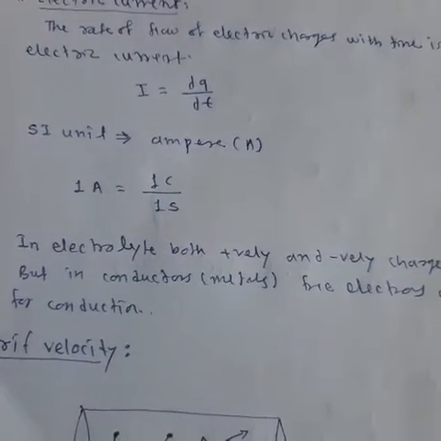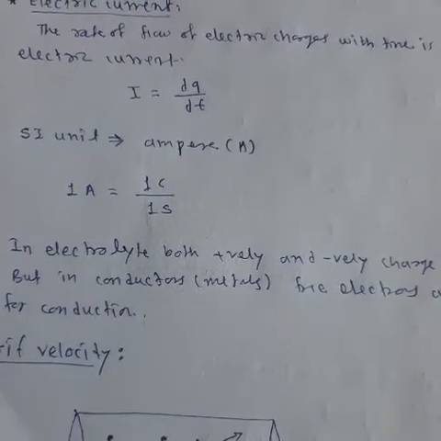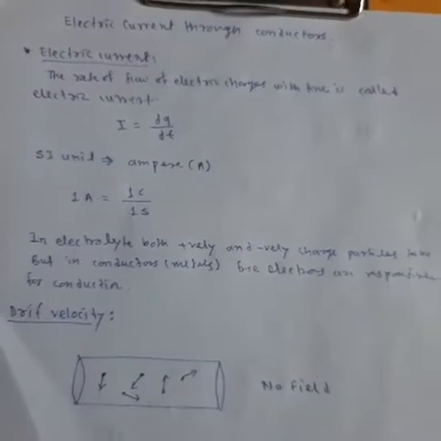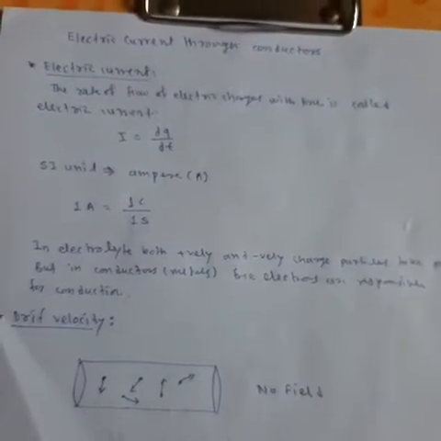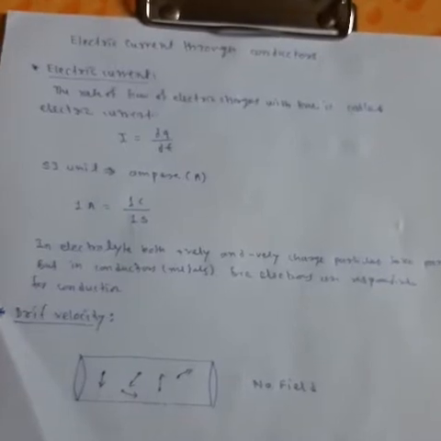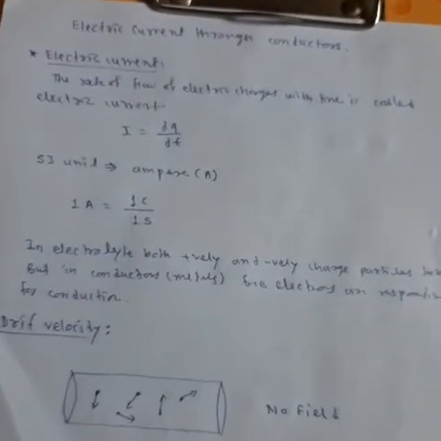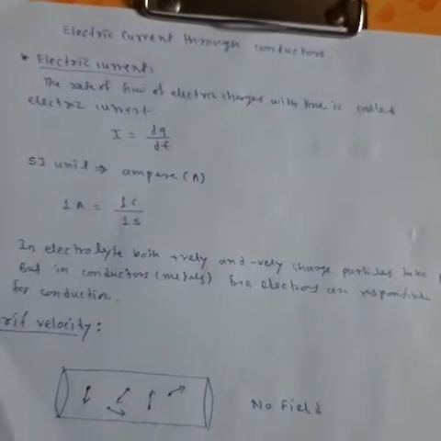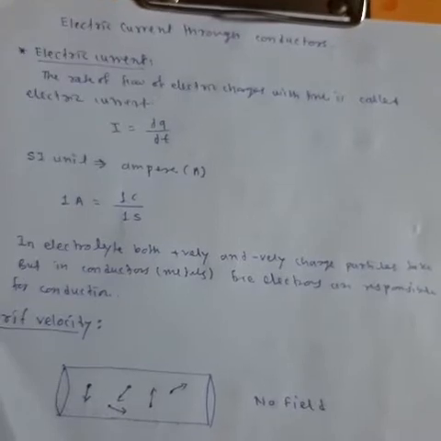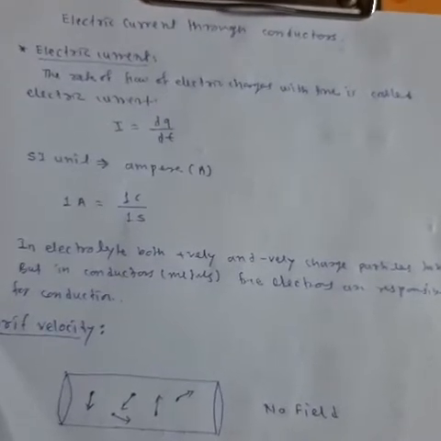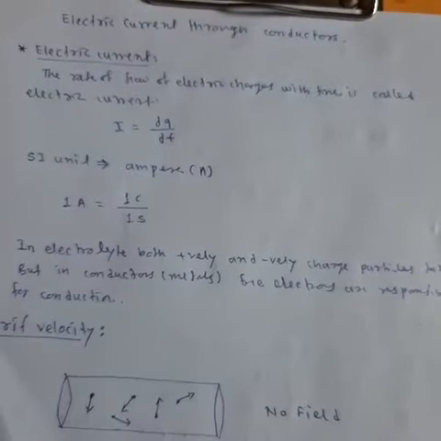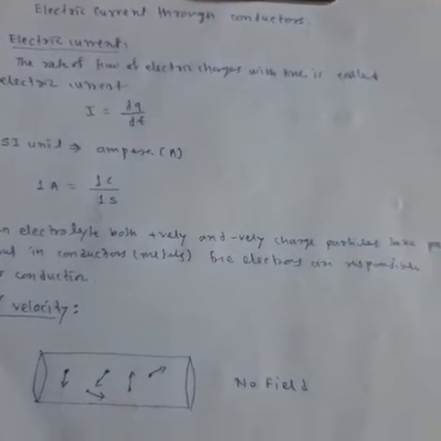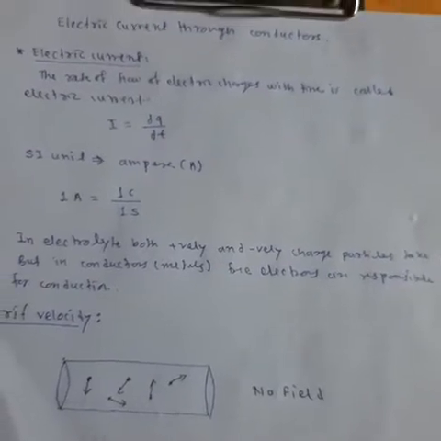In case of electrolyte, both positively and negatively charged particles take part in the process of conduction. But in case of conductors, means metals, only electrons are responsible for the conduction. In case of conductors, free electrons are responsible for the conduction. But in case of electrolyte, both positively and negatively charged particles are responsible for the conduction.